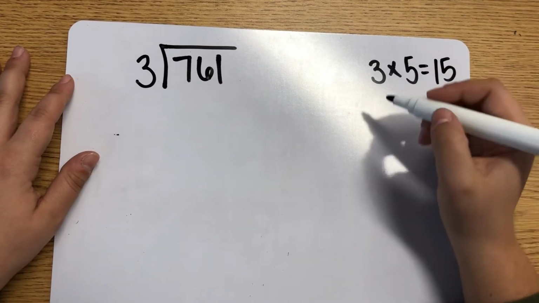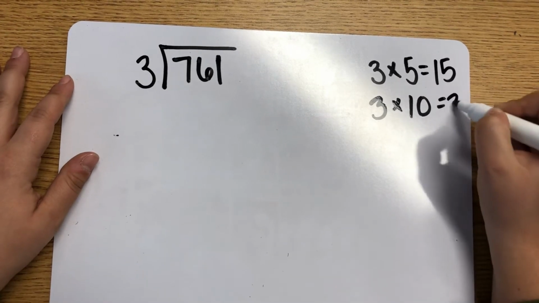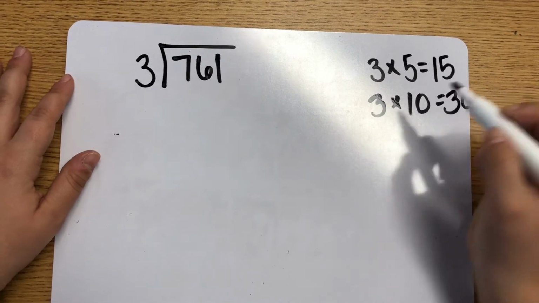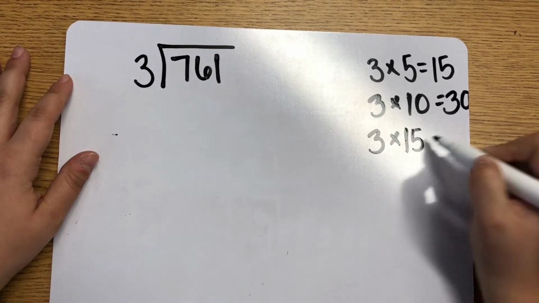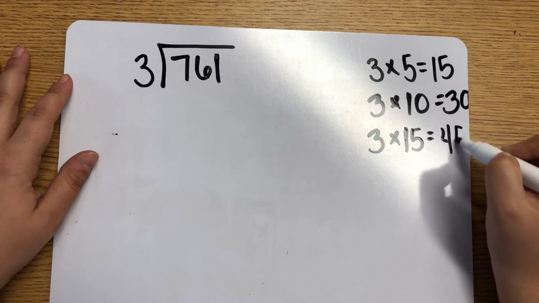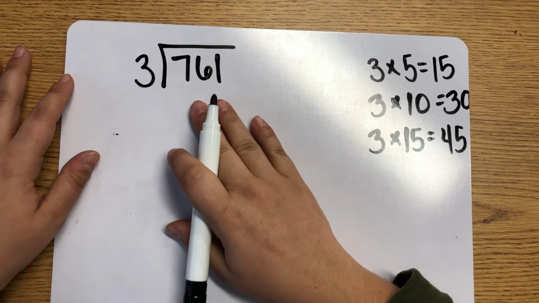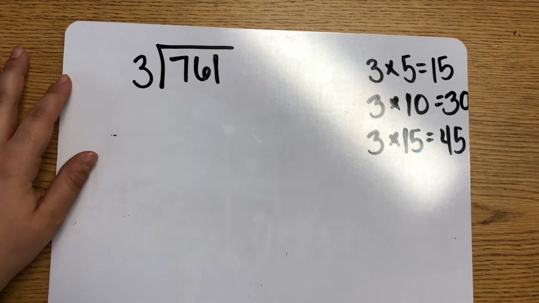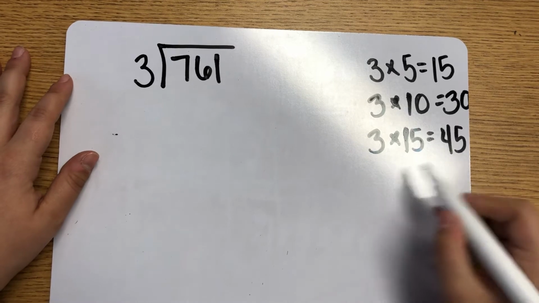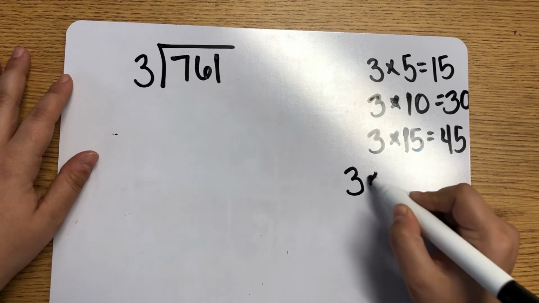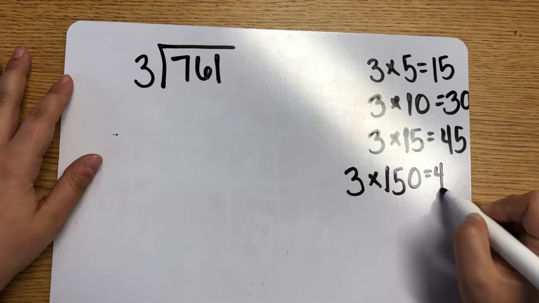Let's see, 3 times 10 is 30. 3 times 15 is 45. 761 is a pretty big number. So if I know 3 times 15 is 45, then I know that 3 times 150 is equal to 450.